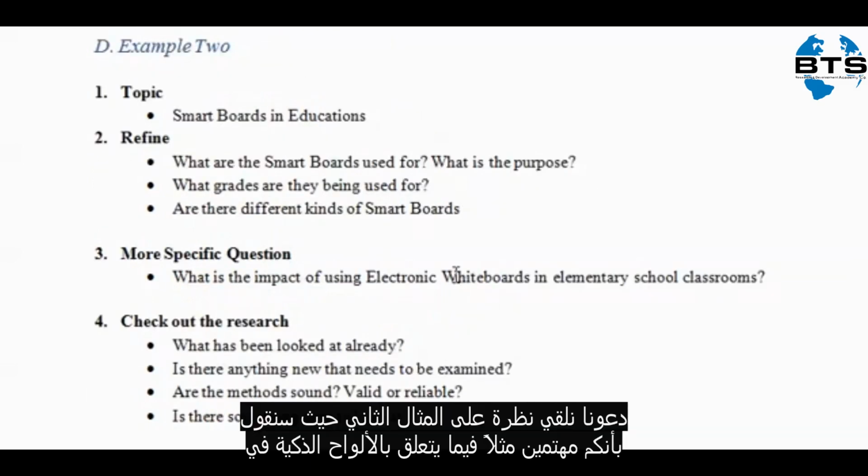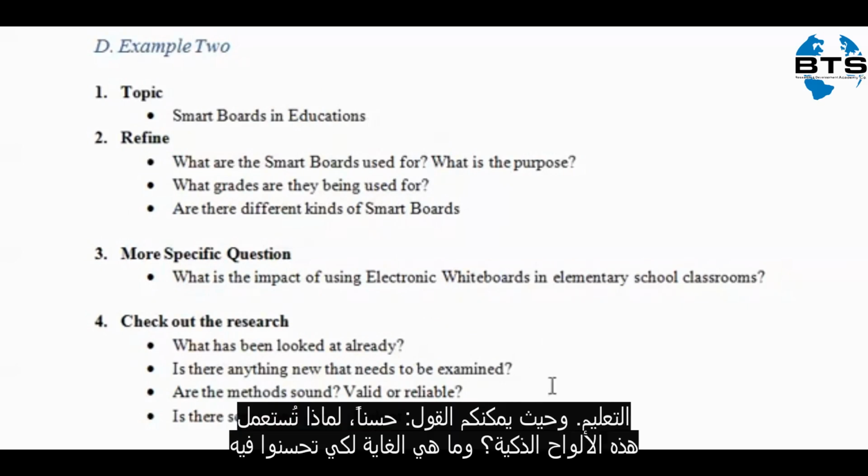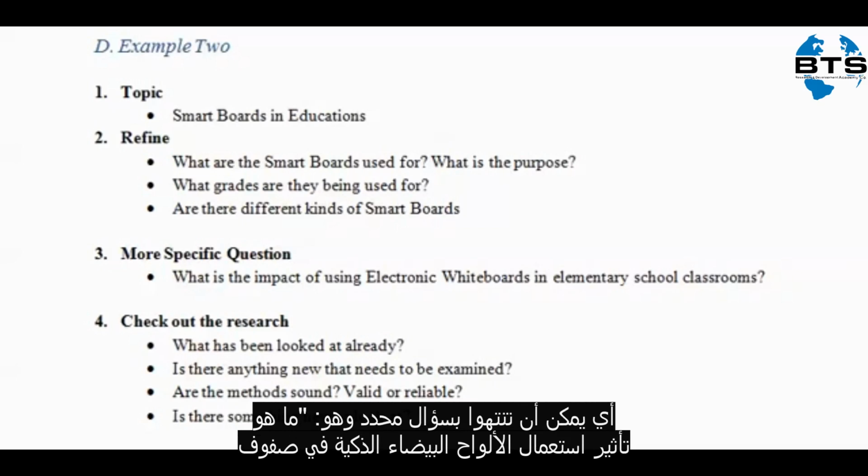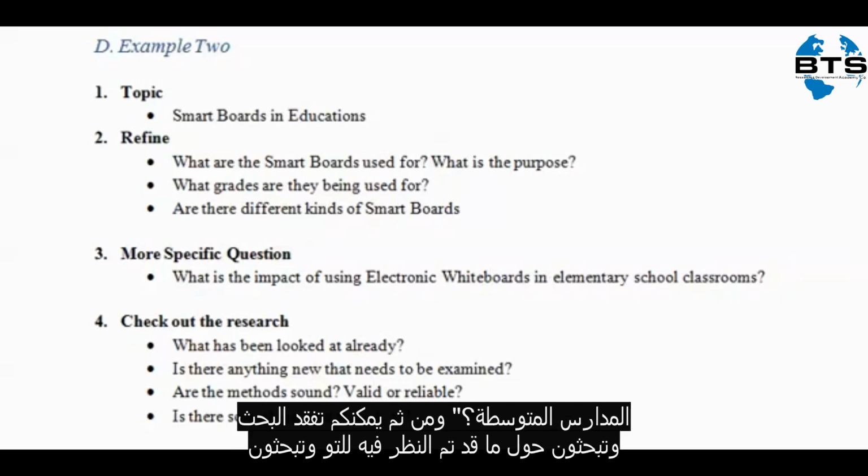Let's take a look at a second example. So say you're interested in the use of smartboards in education. So then you might say, well, what are smartboards used for? What's the purpose? To get a little bit more refinement. What grades are they being used for? What are you interested in? And are there different kinds of smartboards? So then you might come up with a more specific question. What is the impact of using electronic whiteboards in elementary school classrooms?